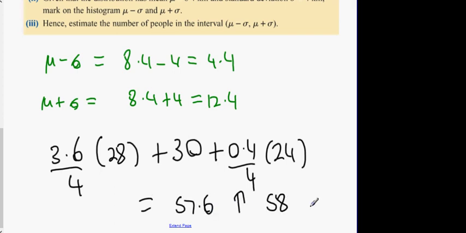So 58 people. Once again, because this question in the pre-test I gave you specifically this method, I was quite hard on the marks if the correct method wasn't done. So that's just the way I went on that one. Alright guys, number 3.